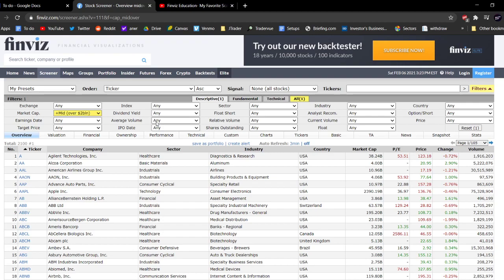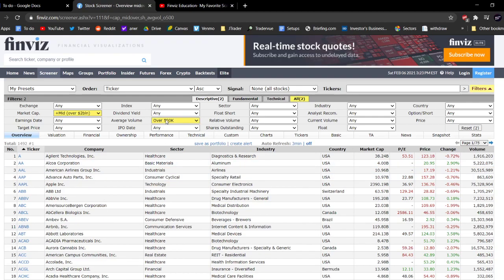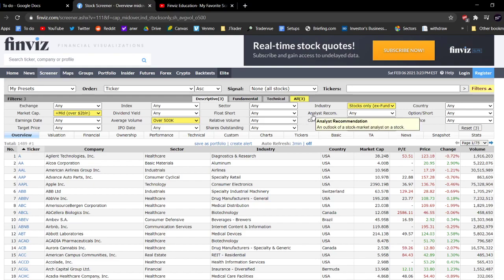And then the next thing we're going to do is we're going to change average volume to over 500K. So we're looking for stocks that are trading over 500,000 shares on average per day. So that means that they're actually traded companies, so the charts are going to look good without light volume. And then the next thing we're going to do is we're going to go to industry. You're going to set this to stocks only. So this is going to get rid of any ETFs or funds.